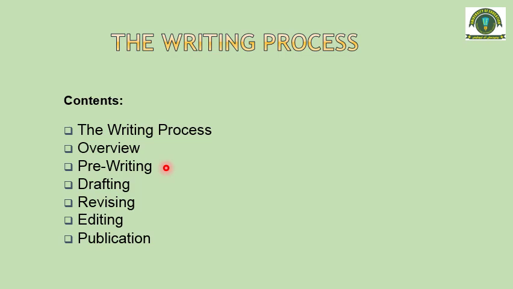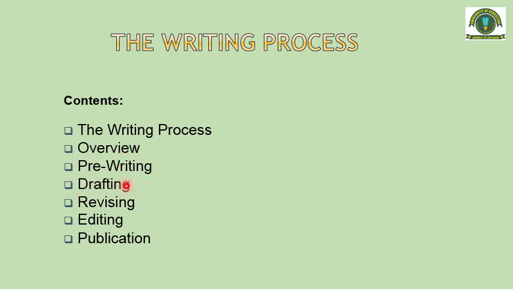When you do not know what harbor you are making for, no wind is the right wind. So first of all, you have to find out your purpose of writing, the main area where you are going to put your focus, the pivot point of your research, your writing. Once you determine what you are going to write, then you have to shift towards drafting.